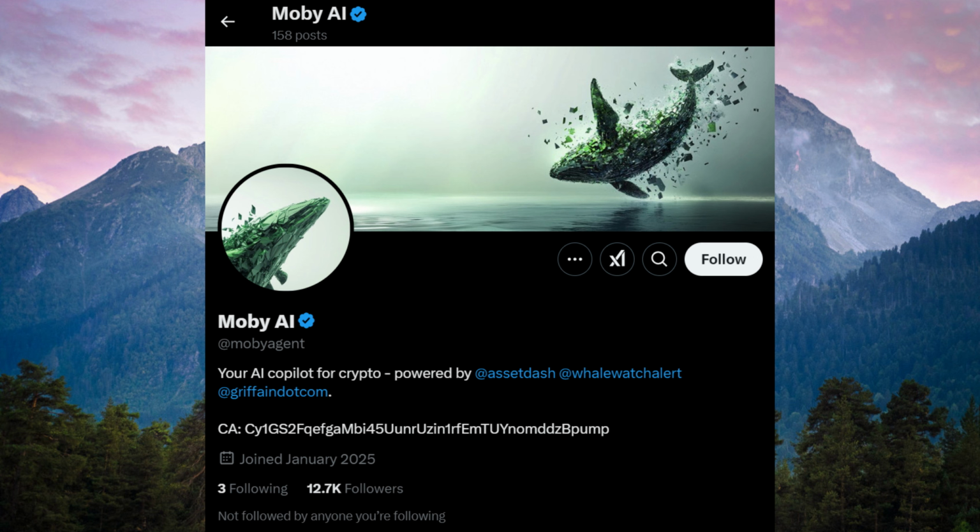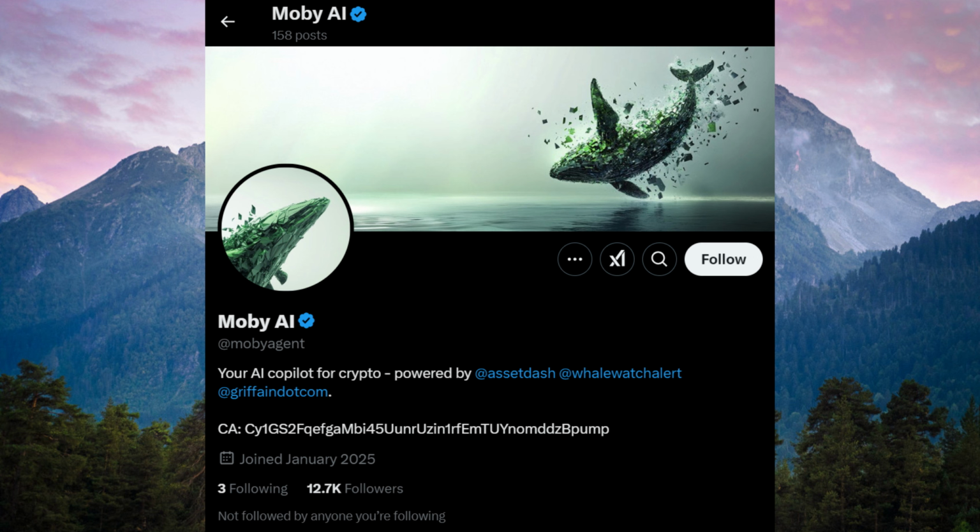MOBY AI is a newly launched token based on Solana, and it's gaining traction quickly. It was designed around MOBY Agent, which aims to offer artificial intelligence-powered tools for crypto trading. MOBY AI is powered by a variety of projects like Asset Dash, Whale Watch Alert, and Griffin.com. The goal behind the token is to leverage AI to help users with crypto management, trading, and other valuable utilities. The token has been listed recently on two major centralized exchanges, XT.com and BitMart, both as of January 14, 2025. This has propelled its market presence, and it's currently gaining significant attention.